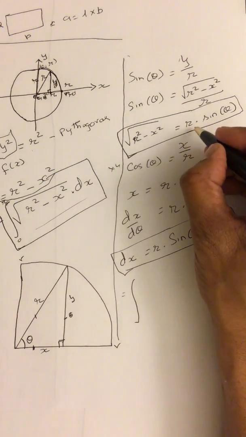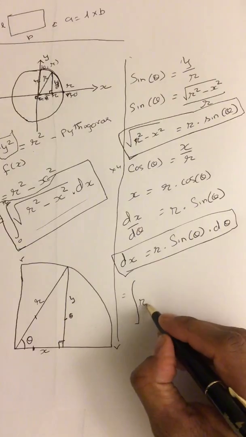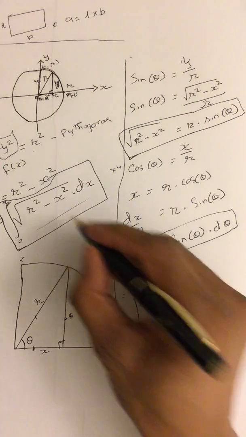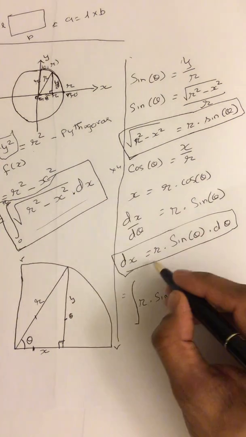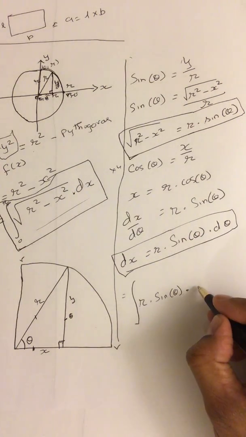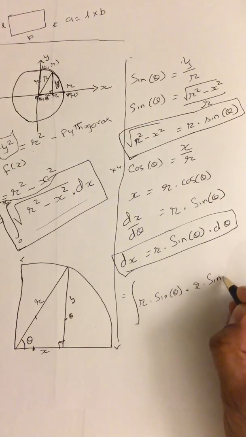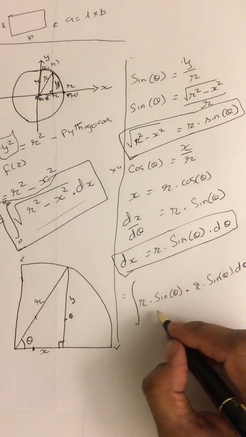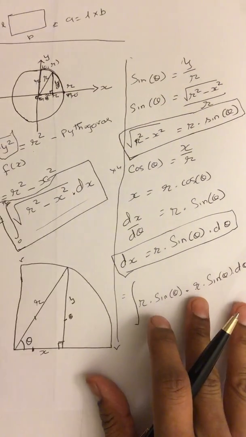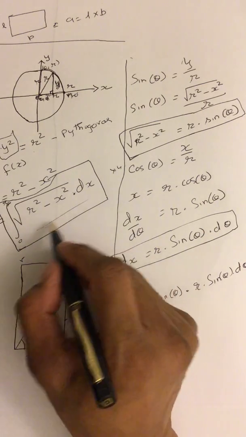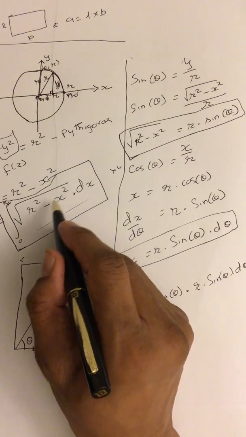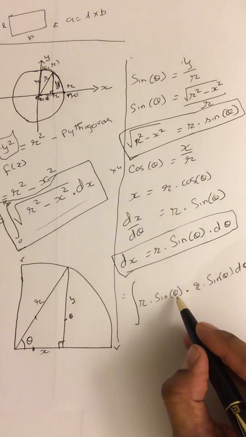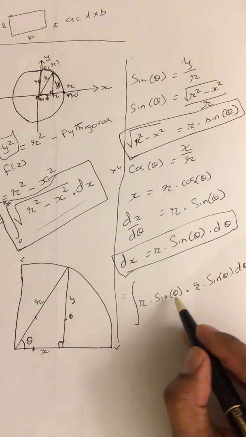Integration of this is equal to r sine theta, so r sine theta multiplied by dx, which is r sine theta d theta, right? So now, if you see what I was talking about earlier of applying a kind of transform to this, we have transformed from the x coordinate system to the theta coordinate system, the angular coordinate system.